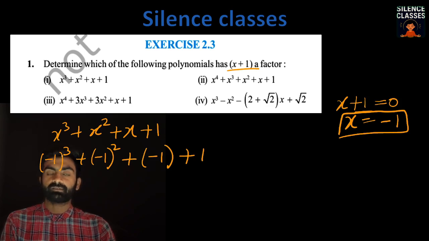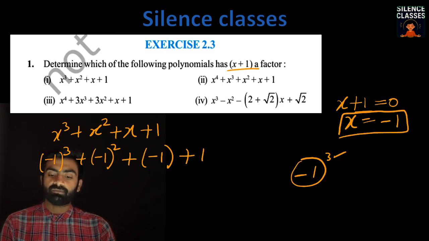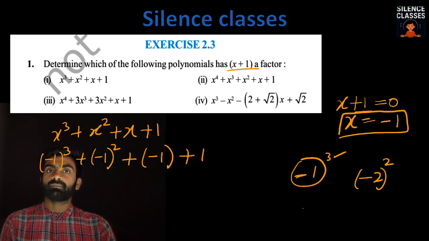So we will get minus 1 to the power of 3, and I've told you that whenever a number is negative and the power is an odd number, whatever answer we get will be in minus. And if the power is an even number, we will get the answer in positive, because minus multiplied by minus will always become plus. So if the power is an odd number, we get a negative, and if the power is an even number, we get a positive answer.